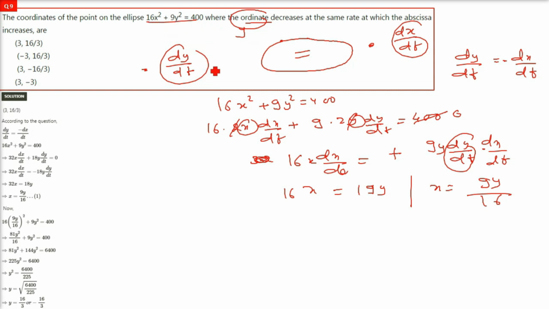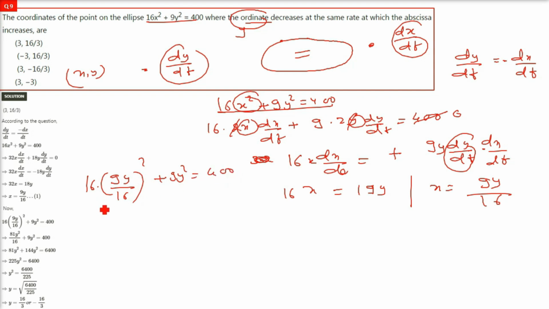Now coming back here. Now we have to use this equation again, because we need x and y. What are the coordinates of the point? So again, going back to the relationship, which is 16x square plus 9y square equals 400. I am replacing x by 9y by 16 here. 16 into 81 y square over 16 into 16 plus 9y square equals 400. 16 you can cancel, and you can multiply everything by 16 on all the terms.